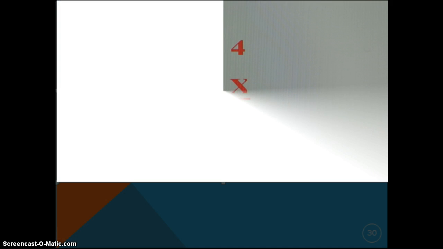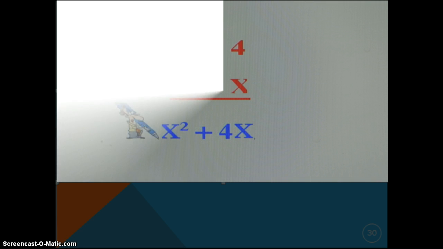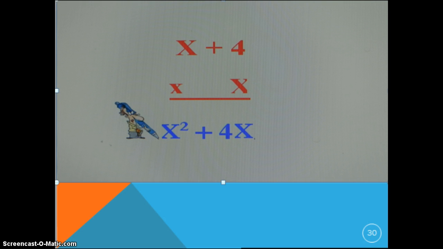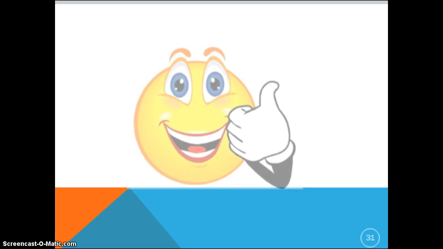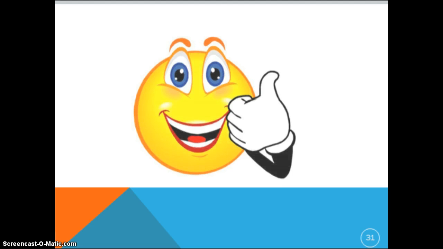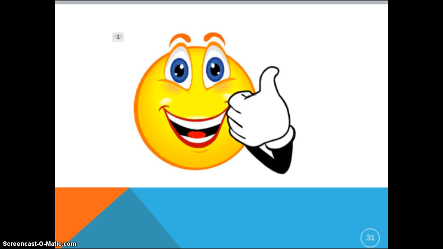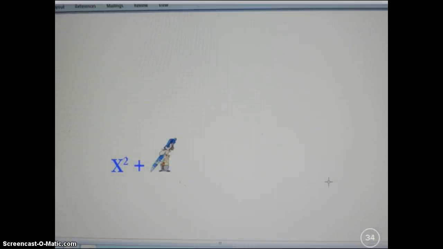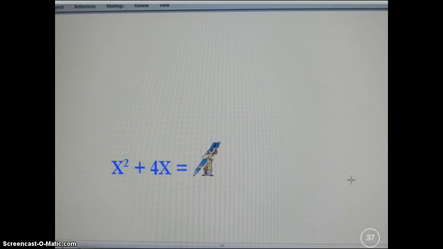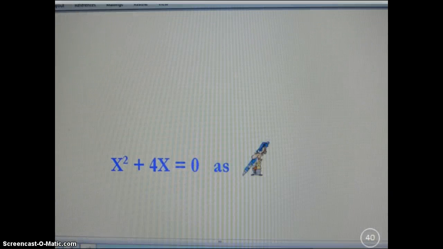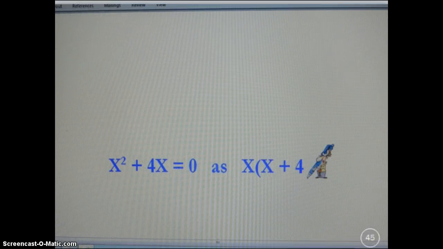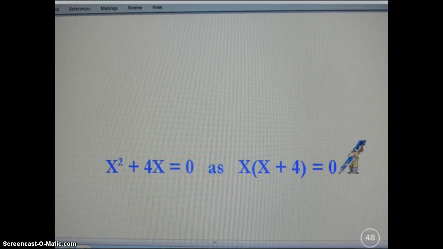It's a little tougher to start with x squared plus 4x and figure out what we multiplied together to get it. But hey, we're big shot algebra types now. We can handle it. That means we can rewrite x squared plus 4x equals 0 as x times the quantity of x plus 4 equals 0.